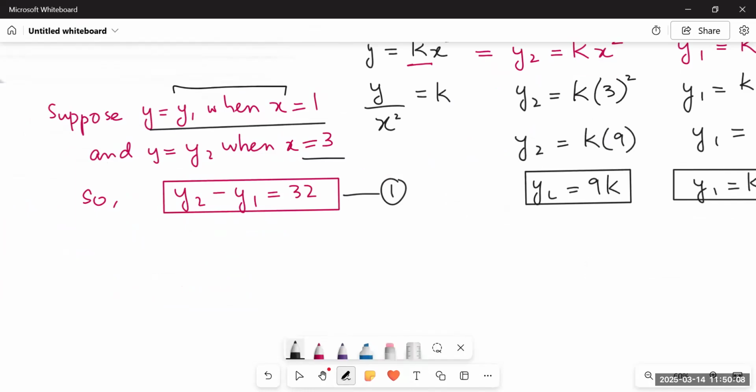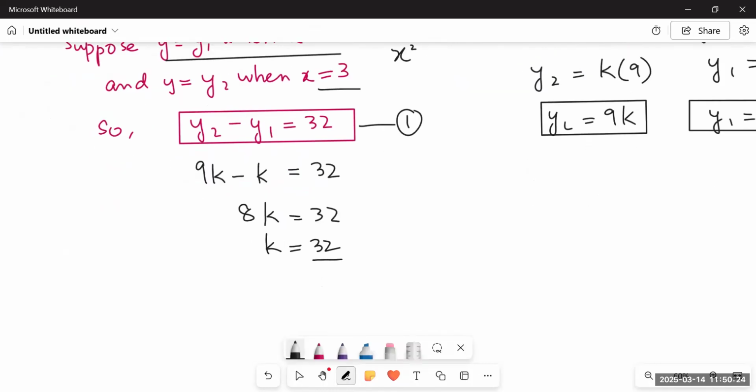So y2, which is 9k, minus y1, which is k, is equal to 32. So 9k minus k is equal to 8k is equal to 32. k is equal to 32 upon 8. 8 ones are 8, 8 fours are 32. And here you go, we have found the value of k, which is 4. Now we can verify that. Have we got the correct answer or not?